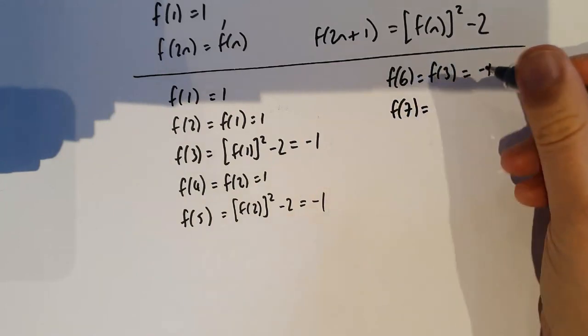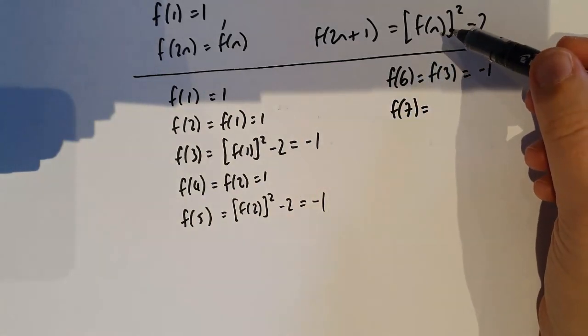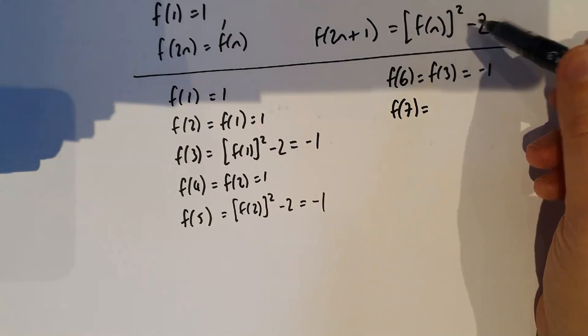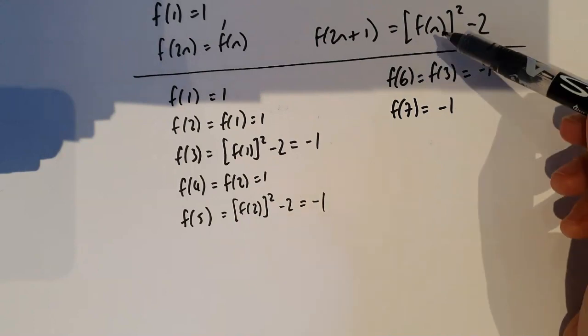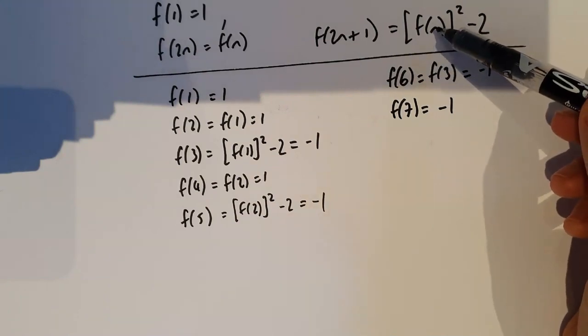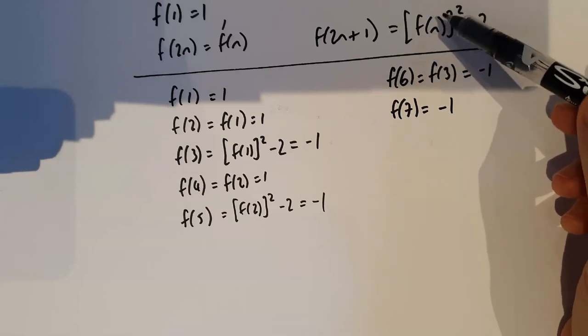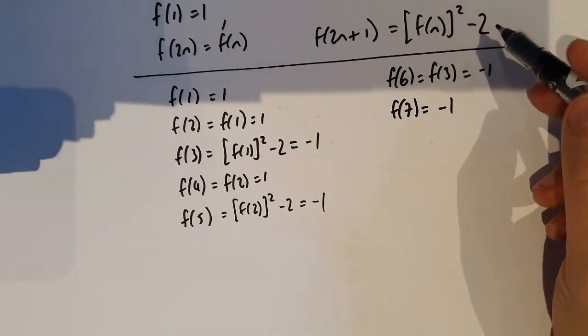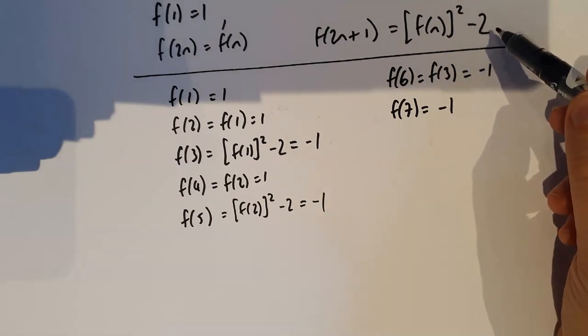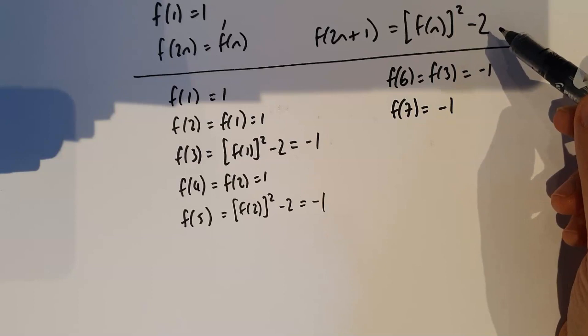F of 7 is the square of f of 3 minus 2. And what I've just realised is that I'm doing the same calculation over and over again, because so far all the values we've had for f of n have either been plus 1 or minus 1. Either way, when we square, we get 1 here. We subtract 2, that gives us minus 1. So I think that means that f of an odd number is always going to be minus 1.